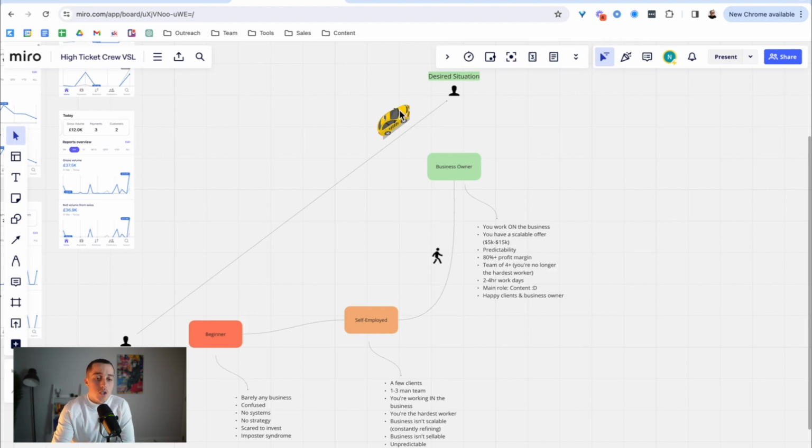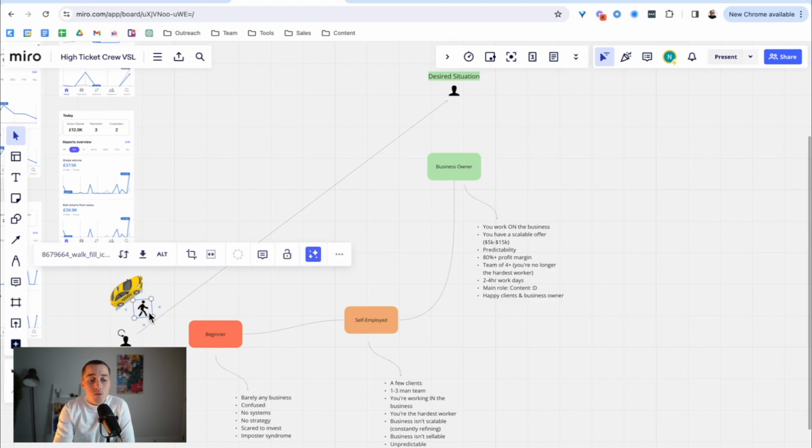What you're going to do is you're going to start off at current situation, right? And this is going to be you here, this person that's walking. Now, your current situation might be the fact that you're making 5K per month, 10K per month, 20K per month, wherever it may be. Your desired situation is whatever you make it. It could be 100K, 200K, 50K per month, whatever it may be.